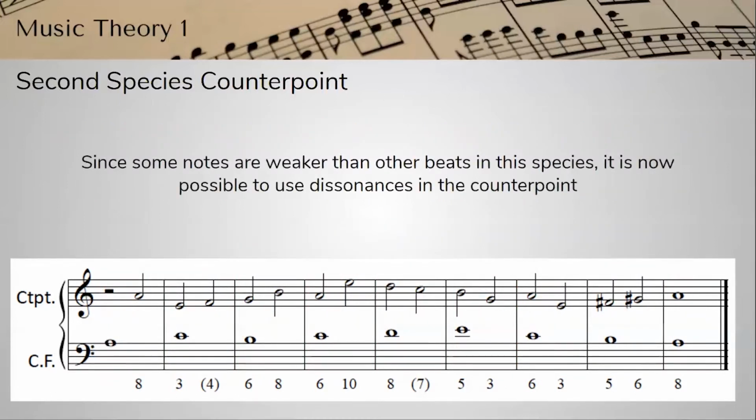Now, because some notes are on weak beats and other notes are on strong beats, it's now possible to use dissonances in the counterpoint. So if you look at this example, you'll see that we have a fourth, which is a dissonant harmony, on the weak beat of the second measure. And we can use it there because that beat is not emphasized. It's not a strong beat. So we have an opportunity to use a dissonance. And then over here, we have a seventh in that measure, and you can see that that is also on a weak beat. So dissonances can be used as long as they are always on weak beats of the measure.